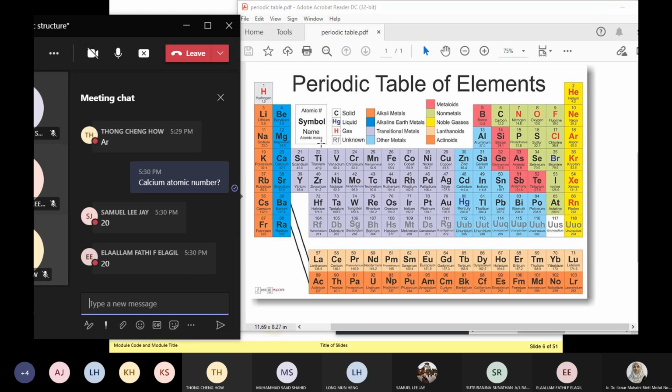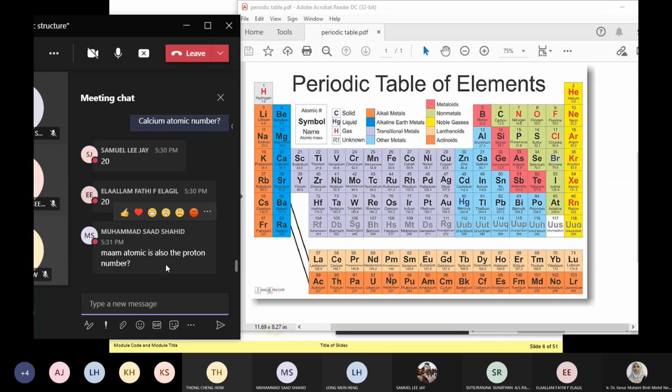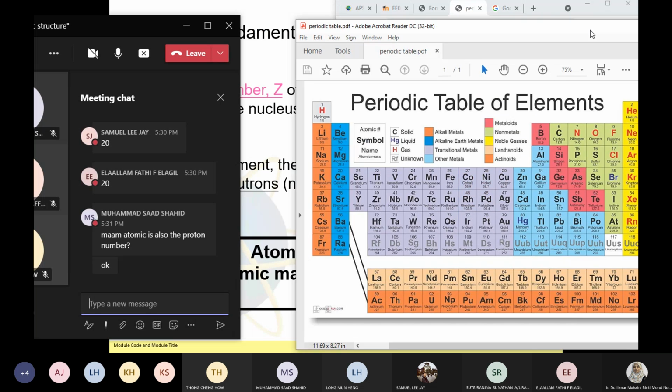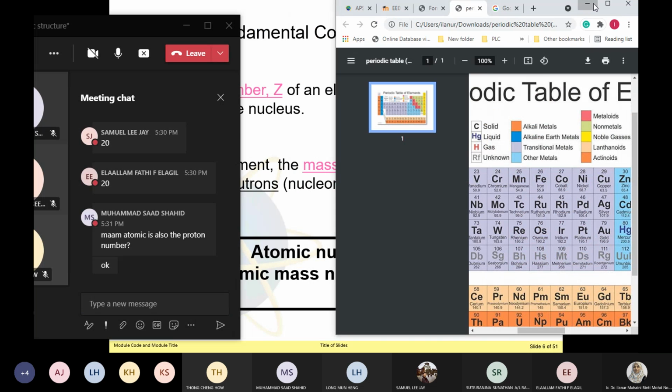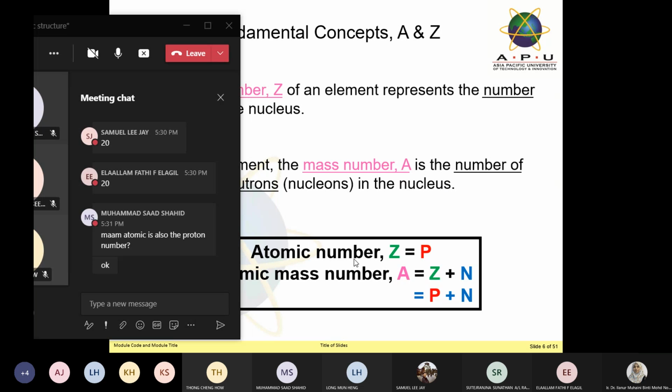If I ask you what is the atomic mass of calcium, it is 40.1. Okay, look at the bottom. In this periodic table, you have several alkali metals in brown color. This is alkali metal. Blue color is alkaline earth metal. Atomic number is also the proton number. This one, atomic number is equal to proton.